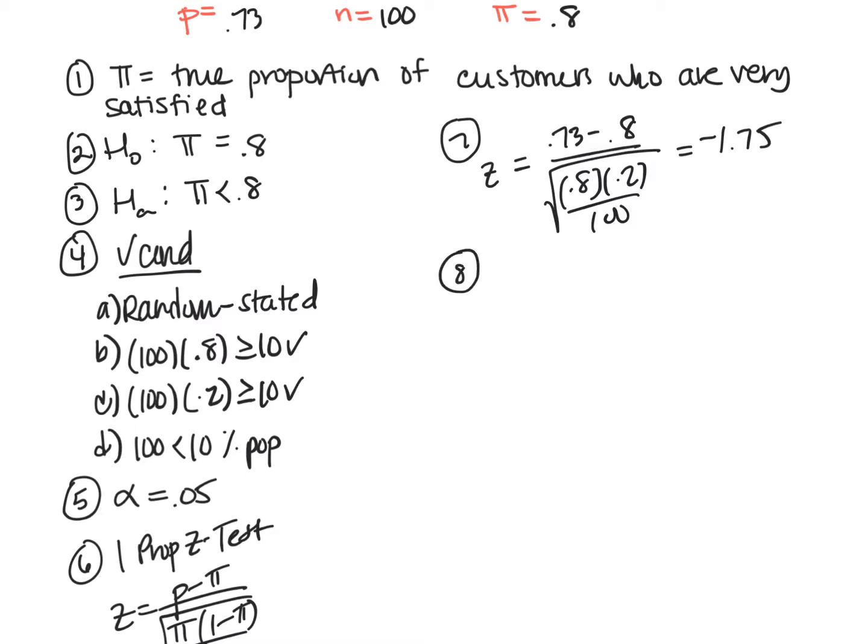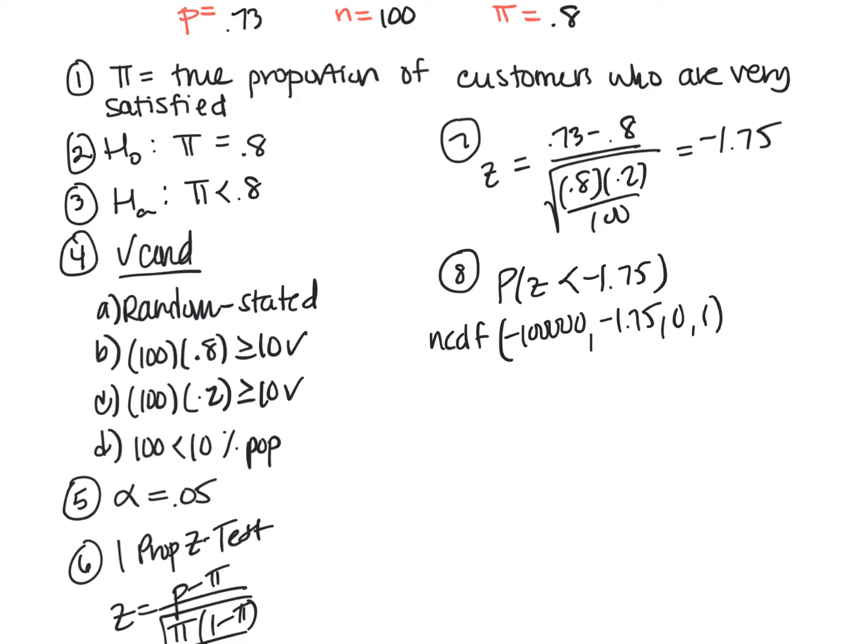Step 8, remember the signs need to match step 8 and 3. So I'm looking at the probability of a z-score being less than negative 1.75. I'm going to use normal CDF. Less than, I've got a negative lower bound, something large. Negative 1.75, 0 and 1. And this probability ends up being 0.04. I compare that to my alpha level of 0.05 and it's still less, so I'm still rejecting the null in favor of the alternate.